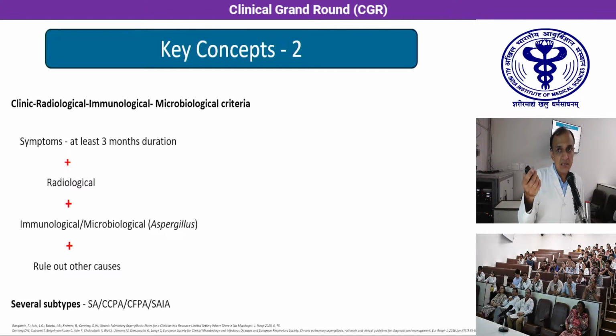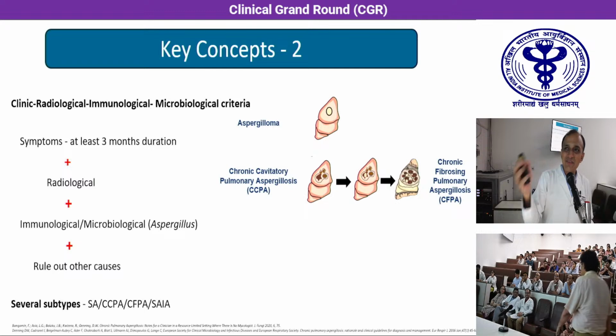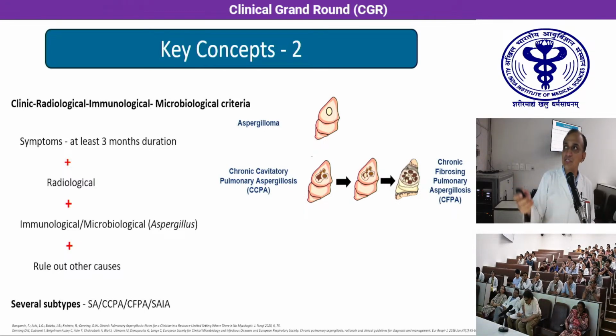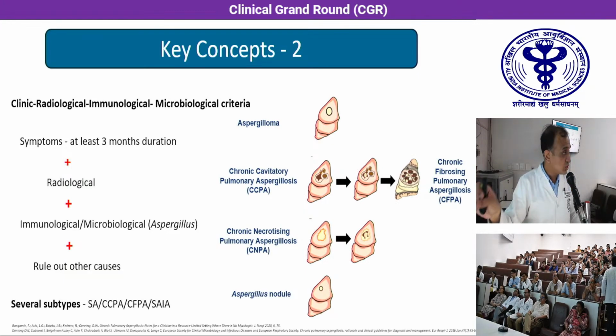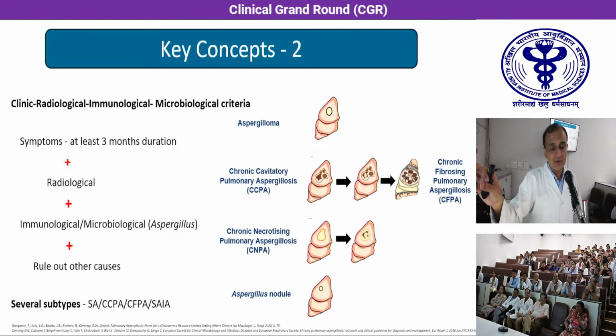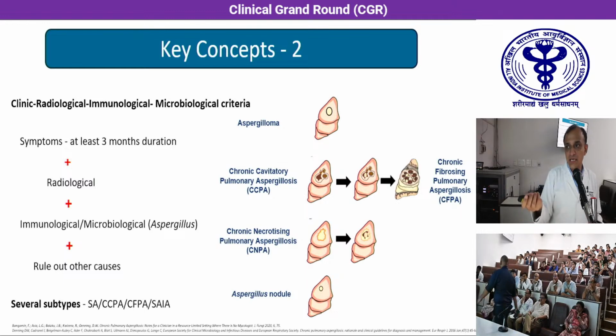There are at least 4 or 5 subtypes which are as follows. So aspergilloma is usually what we see radiologically, a fungal ball. CCPA is a cavity with symptoms and other features which can progress to CFPA. Chronic necrotizing pulmonary aspergillosis is a synonym for subacute invasive aspergillosis. So it does have a different trajectory. We are just going to touch upon SAIA subsequently. And there is an aspergillus nodule, which is the only type of chronic pulmonary aspergillosis which does not have a cavity but a nodule per se.